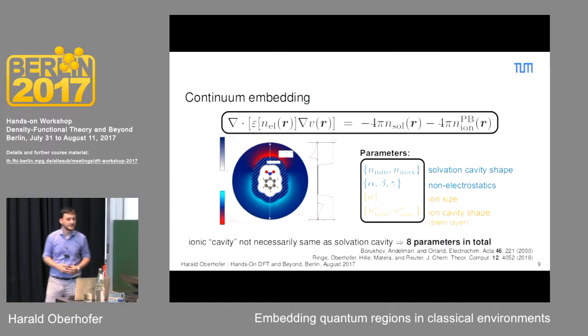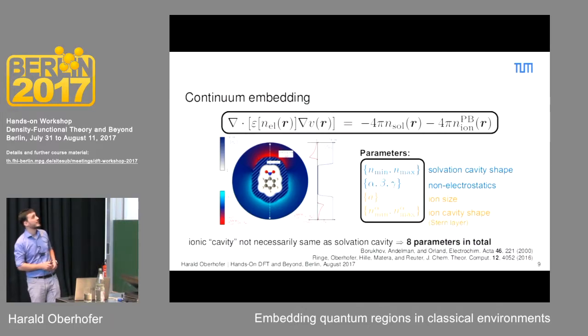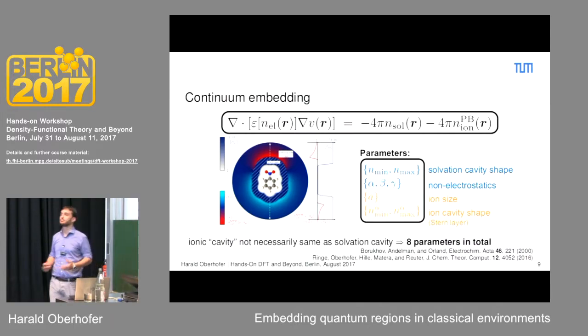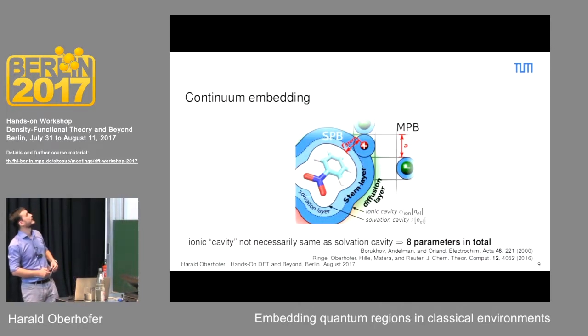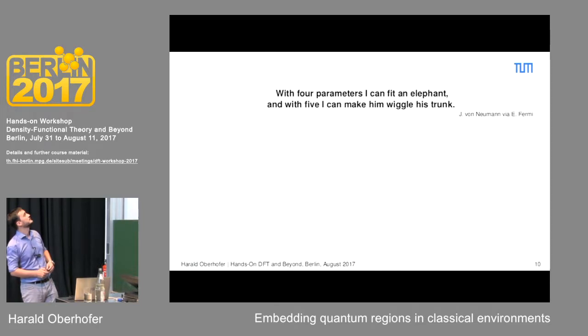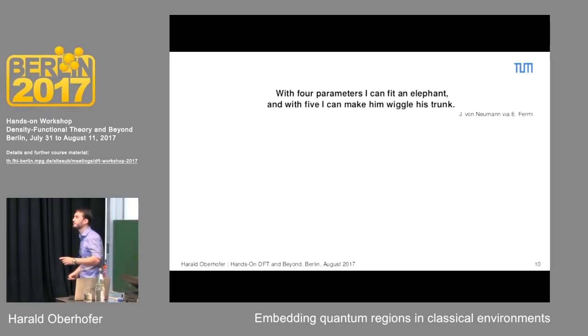So if we put all of that together, that is in principle what it looks like. Unfortunately, we end up with 8 parameters which we have to fix somehow. I don't know why I added that picture. Sorry. So now, you might say, okay, you have a model with 8 parameters.